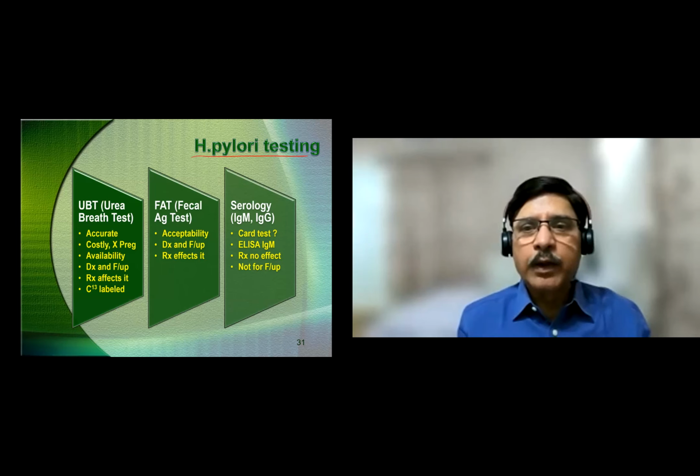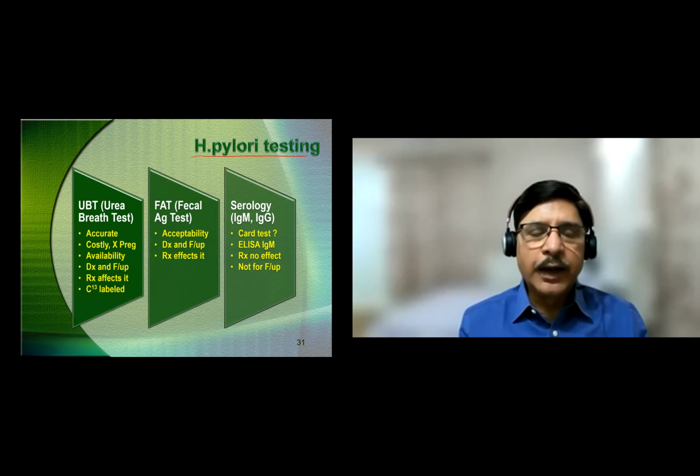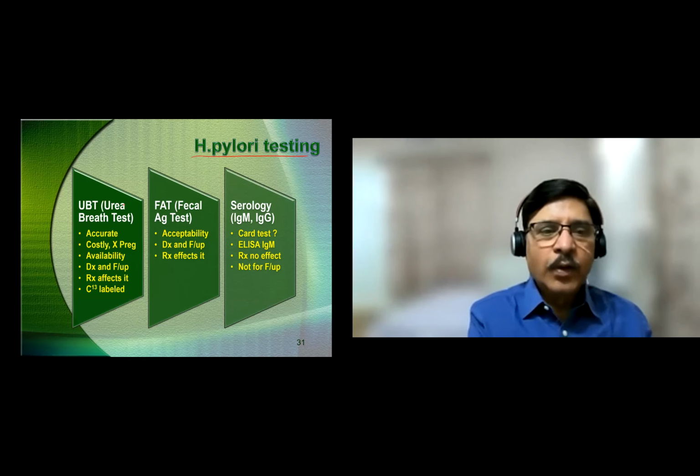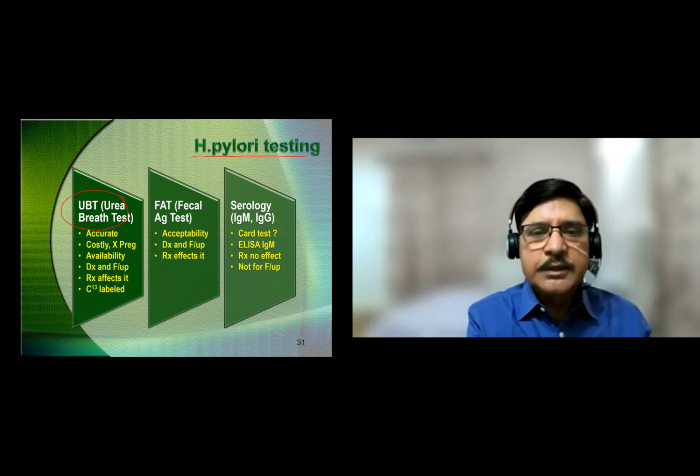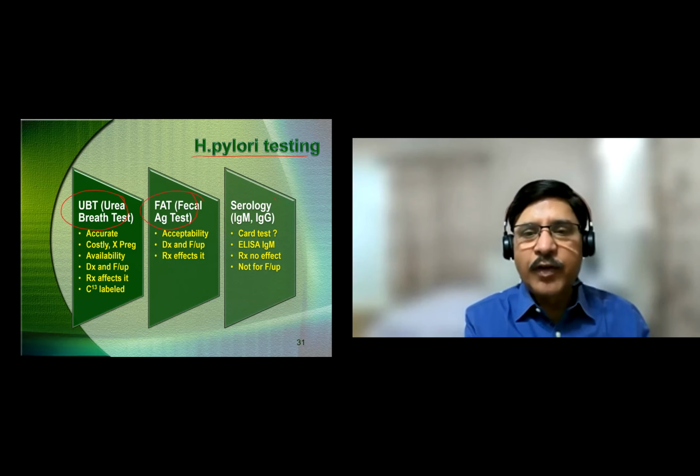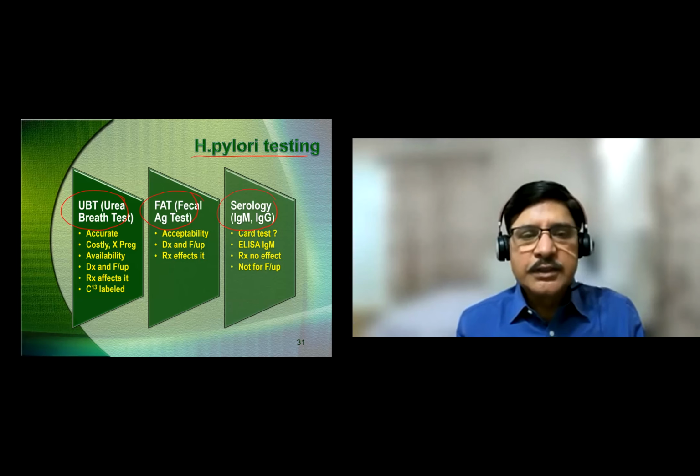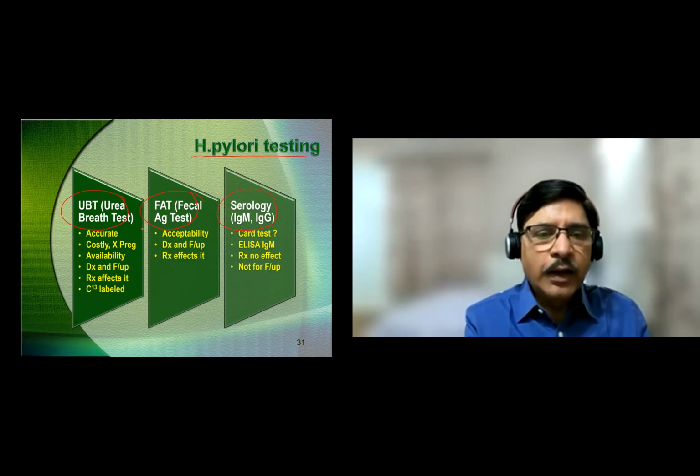Helicobacter pylori is an offending bacterial infection of the stomach and upper GI tract. There are 3 tests: the urea breath test, the fecal antigen test, and serology, IgM and IgG. The differences: the urea breath test is accurate, costly, cannot be used in pregnancy, availability is questionable, it is used for both diagnosis and follow-up, and treatment affects it.